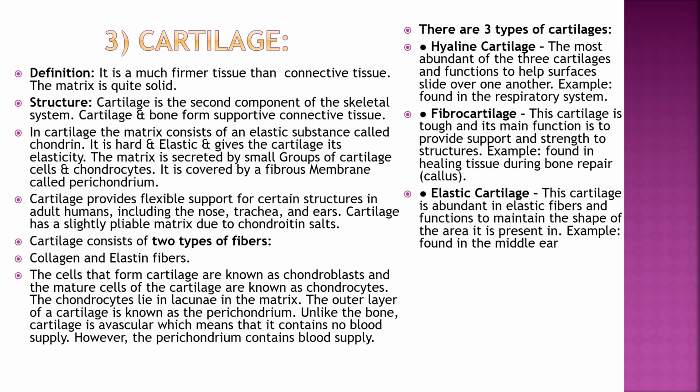There are three types of cartilages: hyaline cartilage, fibrocartilage, and elastic cartilage. Hyaline cartilage is the most abundant of the three cartilages, and functions to help surfaces slide over one another. For example, it is found in the respiratory system. Fibrocartilage is tough and its main function is to provide support and strength to structures. For example, it is found in healing tissue during wound repair.